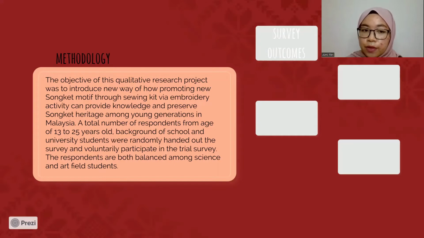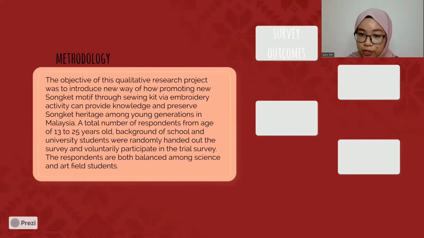A total number of respondents aged 13 to 25 years old, with a background of high school and university students, were randomly handed the survey and voluntarily participated in this trial survey. Respondents were balanced between science and art field students.